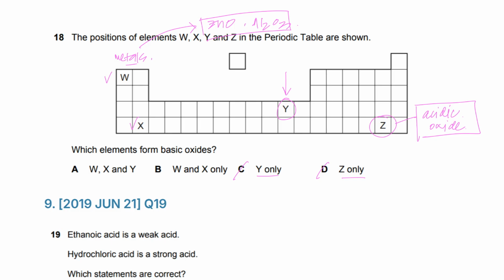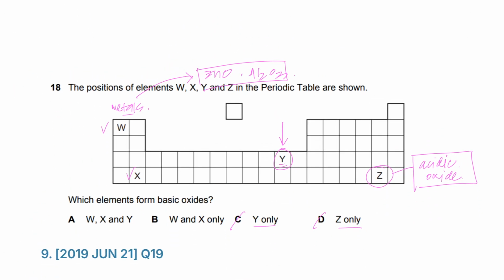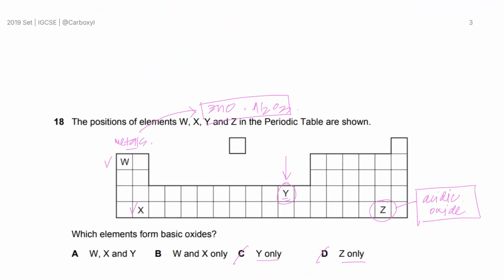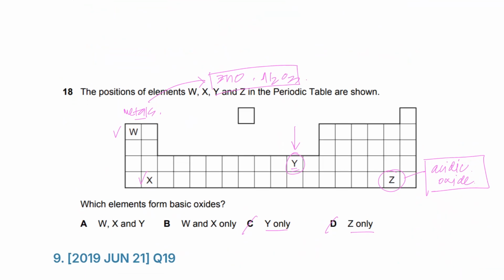Now Y, let's check out Y. Y is right here in the periodic table. So let's check whether Y is zinc or not. If it's not zinc, then you're good to go. I'll add the periodic table here.